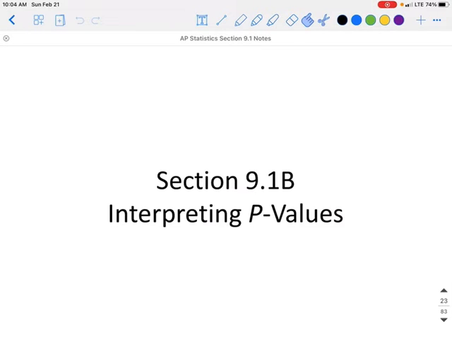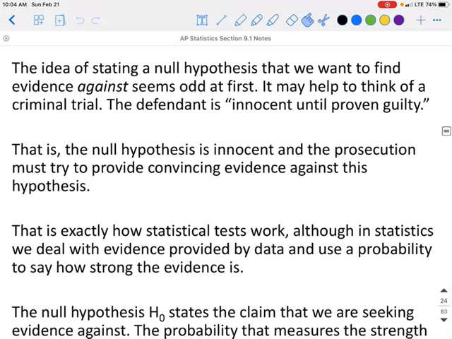This is section 9.1 part B, interpreting p-values. The idea of stating a null hypothesis that we want to find evidence against seems odd at first. It may help to think of a criminal trial. The defendant is innocent until proven guilty.